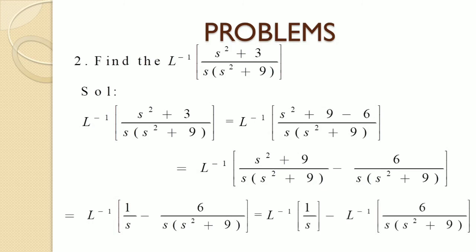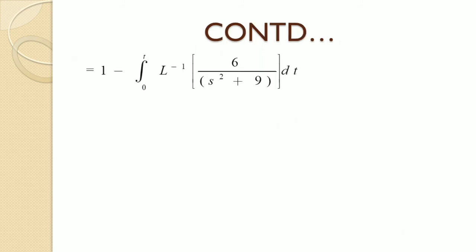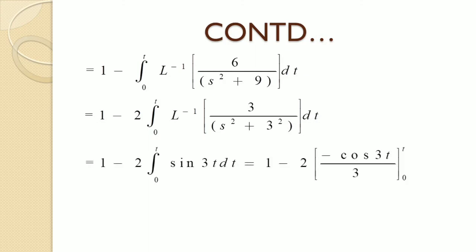So this can be written as L inverse of 1 by s minus L inverse of 6 by s into s squared plus 9. So we get L inverse of 1 by s is 1 minus integral 0 to t L inverse of 6 by s squared plus 9 into dt, which is equal to 1 minus, the 6 can be written as 2 into 3 because in the denominator we are having it as 3 squared. So in the numerator also we should have it as 3. So we are splitting 6 into 2 into 3. So 1 minus 2 into integral 0 to t L inverse of 3 divided by s squared plus 3 squared into dt, which is equal to 1 minus 2 into integral 0 to t sin 3t into dt.